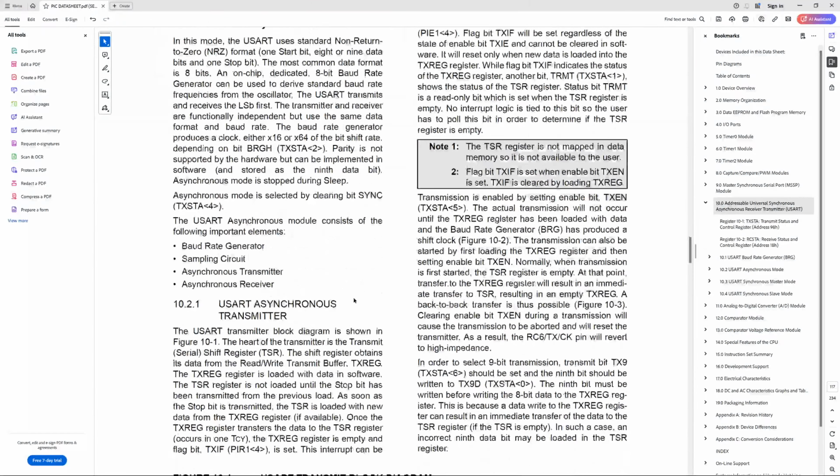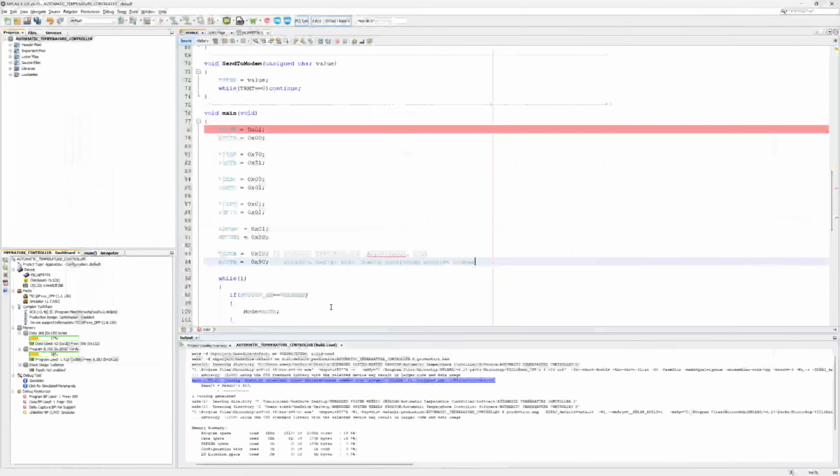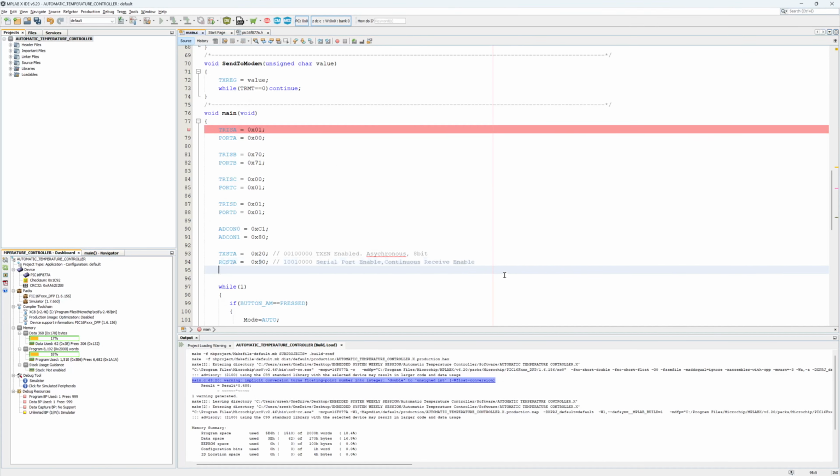So here in this chart you can see the SPBRG register. The SPBRG register is responsible for the baud rate generator, so we need to load that particular value. This is what I am going to do as the third step in the initialization of the serial port. So SPBRG equal to 17, right? This is the value which we got after calculation. So 17. Now our serial port is ready for communication.